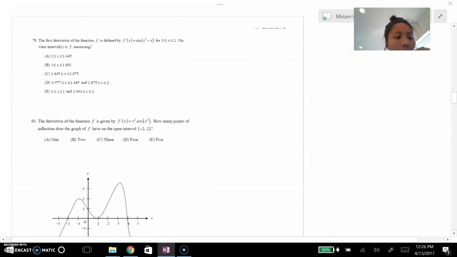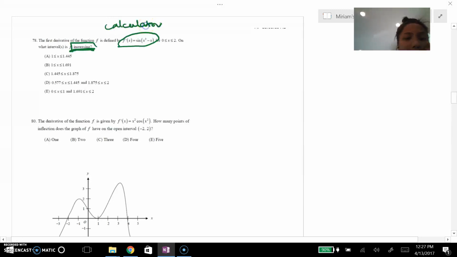Okay, for 78, the first derivative of the function is defined as f prime of x equals sine of x to the third minus x for 0 to 2. When is it increasing? So this is a calculator section. We need to graph it. Okay, so I need you to go to your calculators right now and graph the problem.